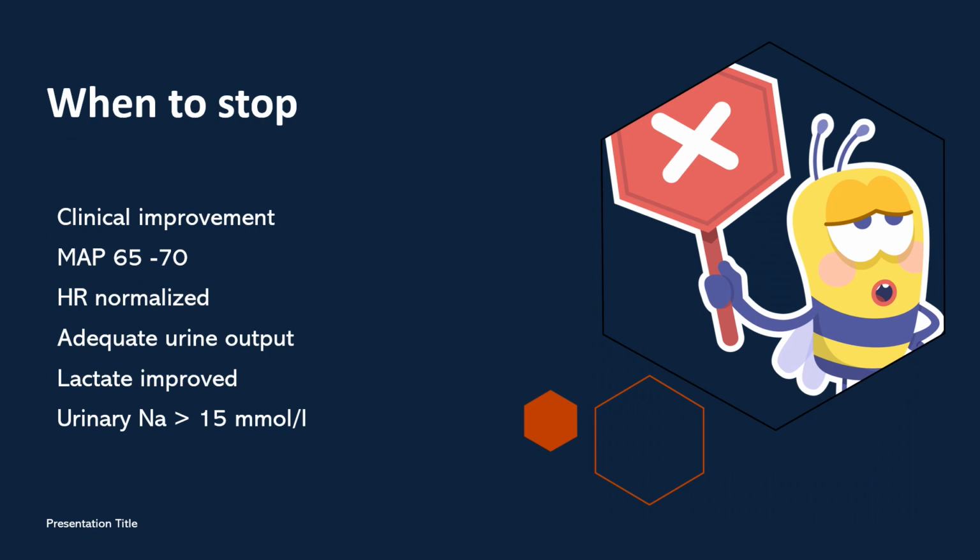So when should you stop? You should stop giving IV fluids in large volumes with clinical improvement. If the patient had an impaired conscious level, was agitated, and improved, the mean arterial blood pressure should be above 65 but not above 70. The heart rate is getting back to its normal range. There is adequate urine output and the lactate level is improving. If urinary sodium is more than 15 millimole, you have probably resuscitated the patient sufficiently.